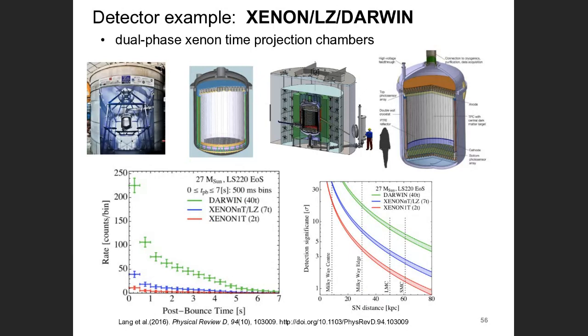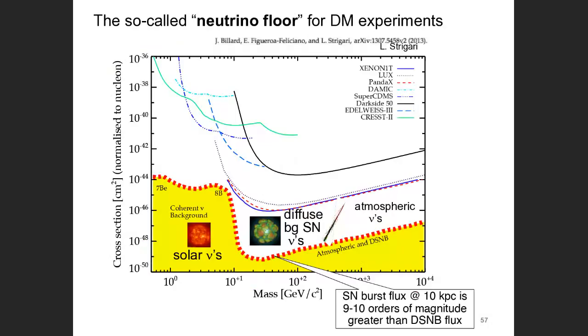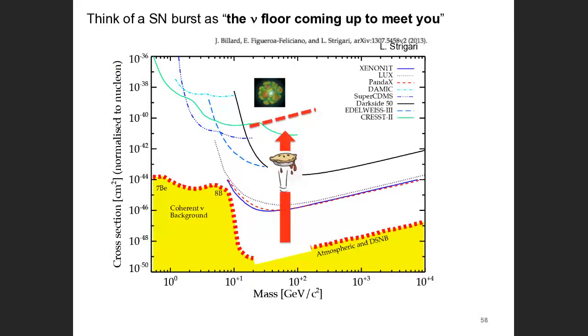And here's an example. This is in xenon. This is an example of the events in Darwin, which is a next generation xenon experiment. This is great as a function of time for a particular model where it would be hundreds of events. It'd be pretty good, but it's still not as many as Super K. But really, this is exciting because you get the entire flavor content of the burst. And so it's like this neutrino floor is somehow coming up and smacking you in the face for about 10 seconds. It would be a really great observation.